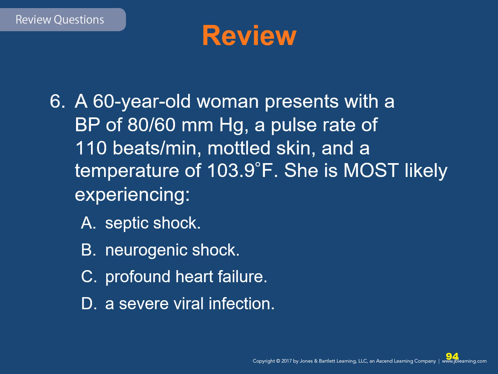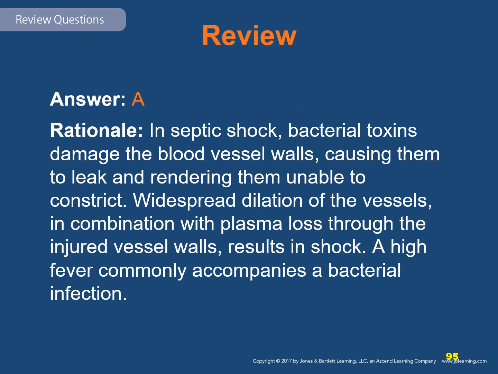Review question 6. A 60-year-old woman presents with a BP of 80/60, a pulse rate of 110 beats per minute, mottled skin, and a temperature of 103.9 degrees. She is most likely experiencing A. Septic shock, B. Neurogenic shock, C. Profound heart failure, D. Severe viral infection. The correct answer is A.